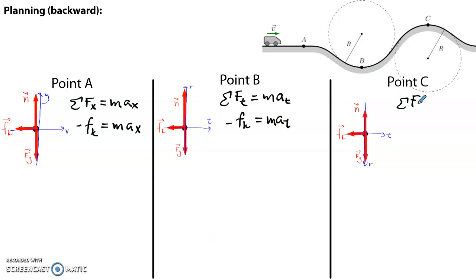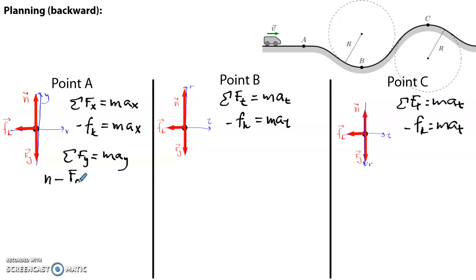So the sum of force tangentially is equal to the mass times tangential acceleration, minus Fk is equal to the mass times the tangential acceleration. So you see that for the horizontal axis, it's the same thing for all three cases. And when we look at the sum of force on the y-axis, or the radial axis, it will also be very similar. The big difference is what is the value of the acceleration on the vertical axis.